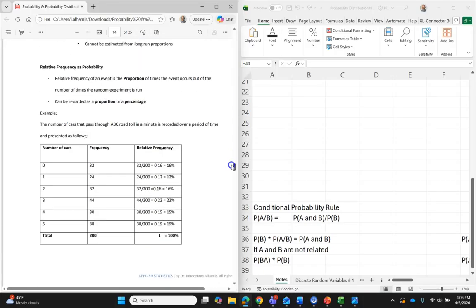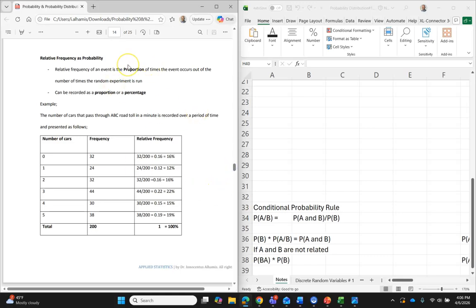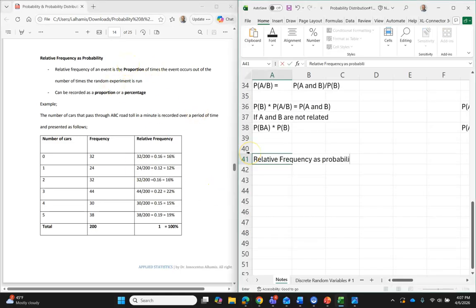So the next thing we're going to talk about is the relative frequency. Relative frequency is probability. In this table, you can see that we have numbers and the frequency, how many times these values occurred. So 0 occurred 32 times, 1 occurred 24 times, 2 occurred 32 times, 3, 44, 4, 30, and 5, 38. And so we have the total occurrence, which is 200.